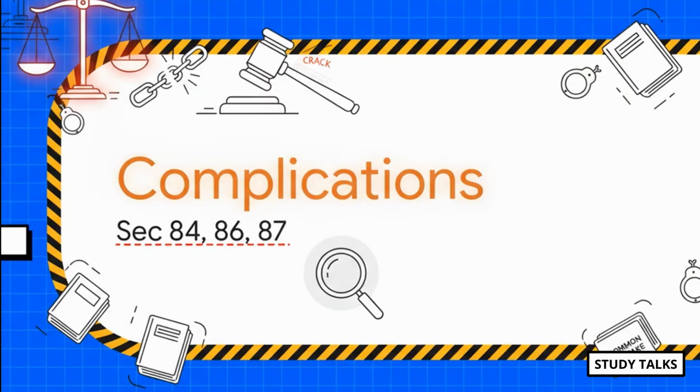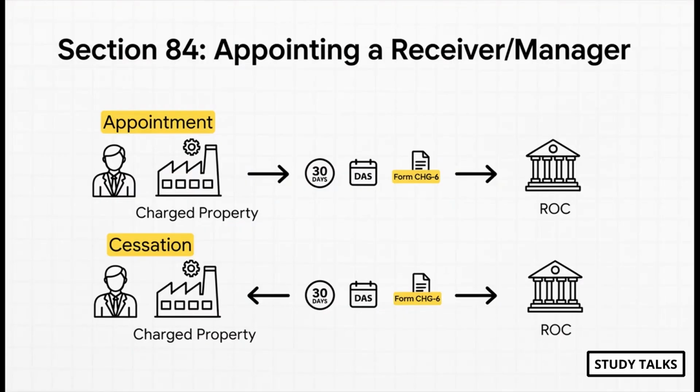All right, so we've covered the happy path, how things are supposed to work. Now let's talk about the other side of the coin. What happens when things go wrong, when rules get broken? Let's talk about penalties and consequences. This one's a quick but important point under Section 84.